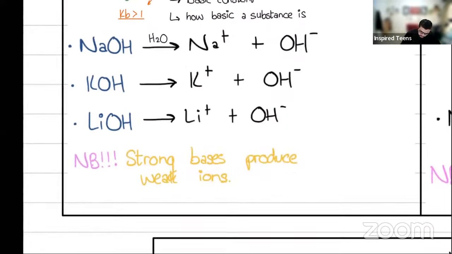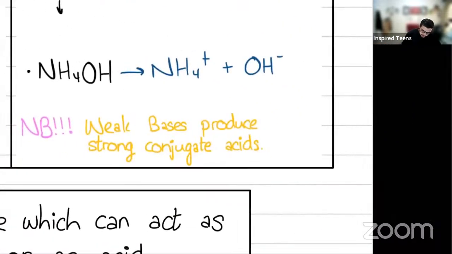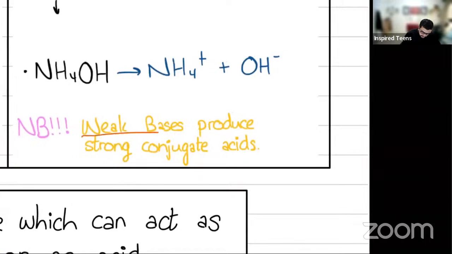What's important to note is strong bases produce weak ions, weak acid ions. Strong bases produce weak ions. So these are weak. These are strong bases. And then weak bases would produce strong conjugate acids.